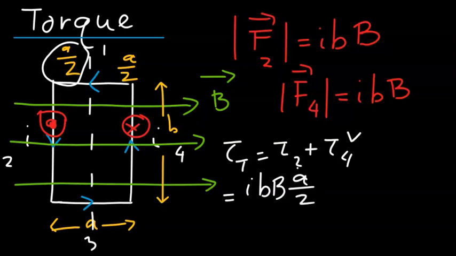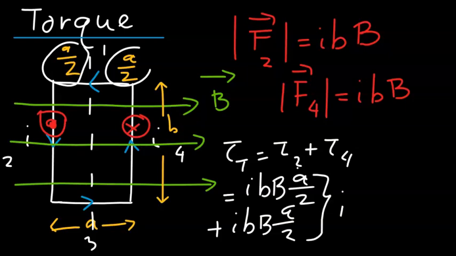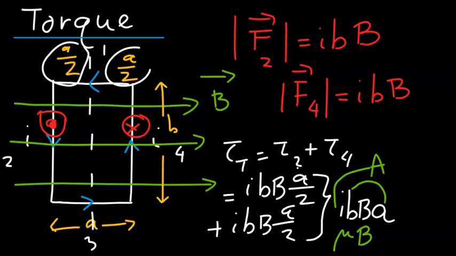Likewise, the torque on side 4 is the force on side 4, which we have computed, IB, times that distance, which is again a over 2, which will give you IBA. Little b times little a is just the area of the loop, and I times the area of the loop is the magnetic moment. So magnetic moment times the magnetic field gives the magnitude of the total torque. When the loop is in this position, the direction of the magnetic moment is coming out of the board using the sign convention that we have just discussed.